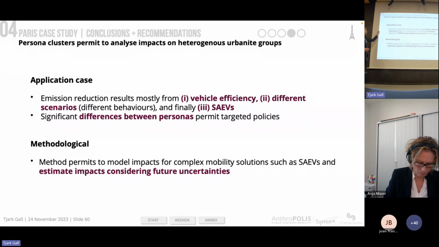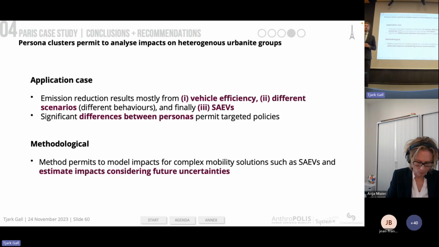Yes, I think I said more or less this. So we looked at not only emissions but also accessibility and so on. I just showed the result from the emissions part. But the most impactful part is the vehicle efficiency, followed by the different scenarios, and finally the solution.